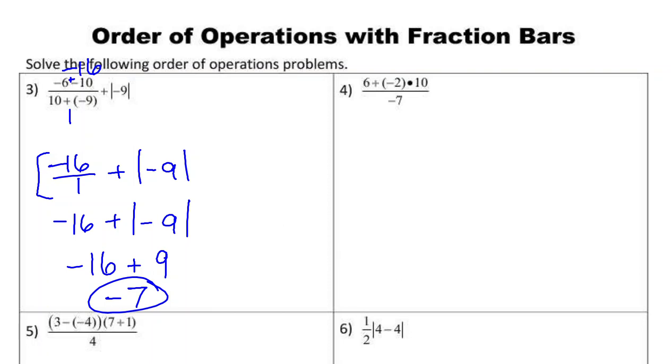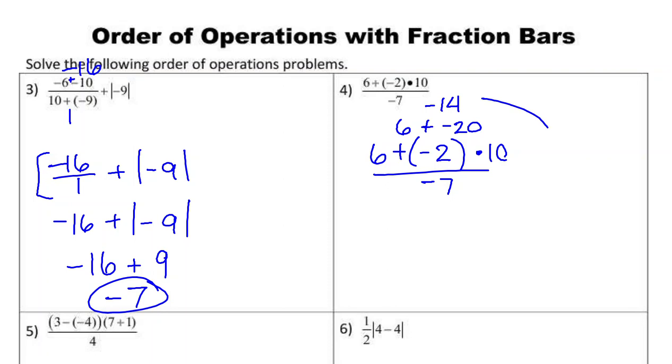So I'm going to recopy this one down here, just so I have a little bit more working space. I'm going to do the multiplication first. Negative 2 times 10, which is negative 20, plus 6 in the front. These have different signs. Different signs, find the difference, so I get negative 14. Bring the two pieces together. I get negative 14 over negative 7. A negative divided by a negative is a positive, and 14 divided by 7 is 2.